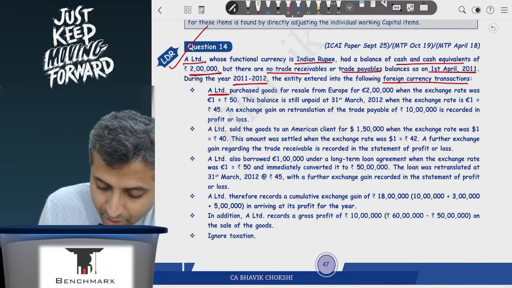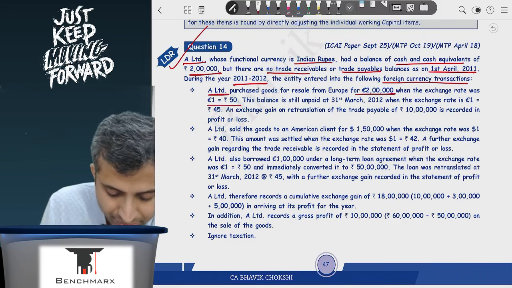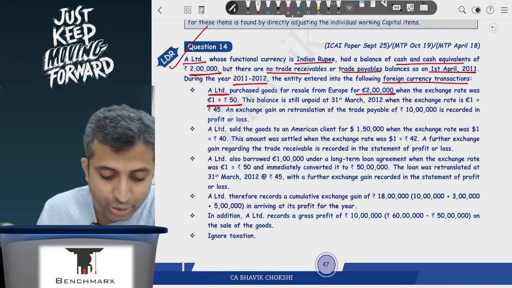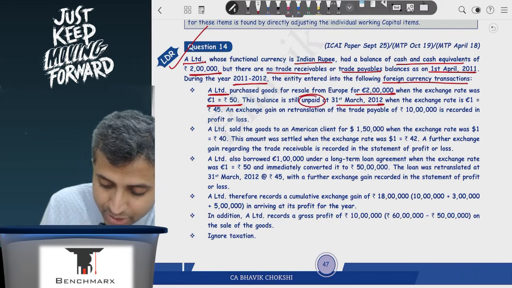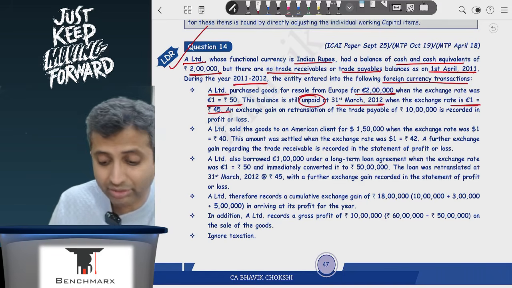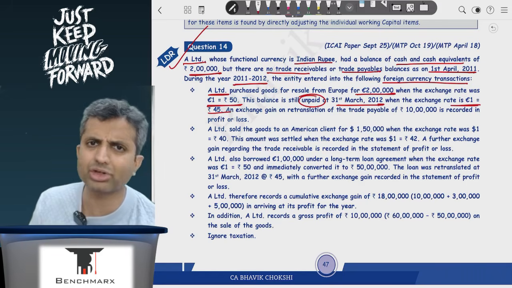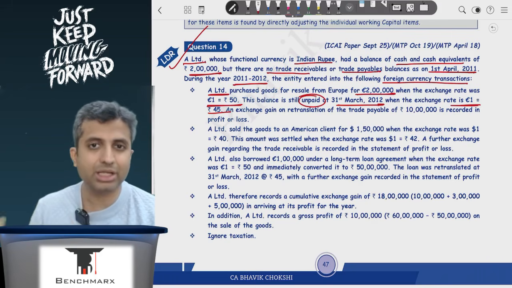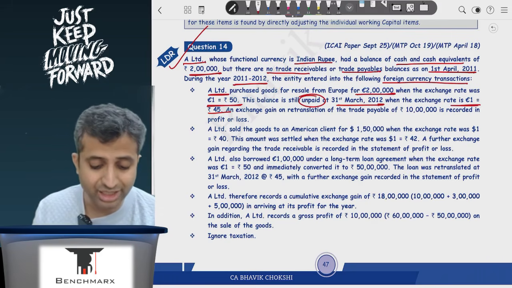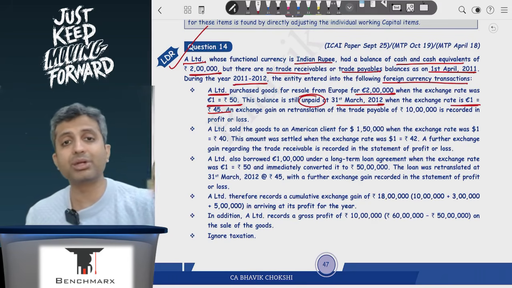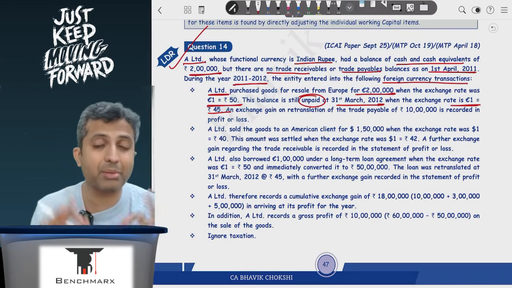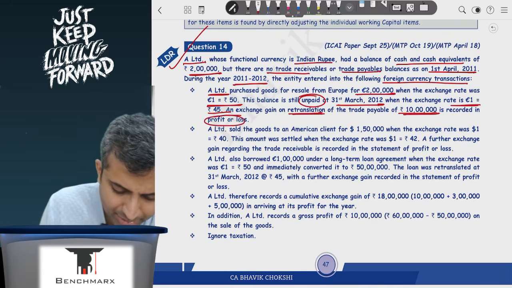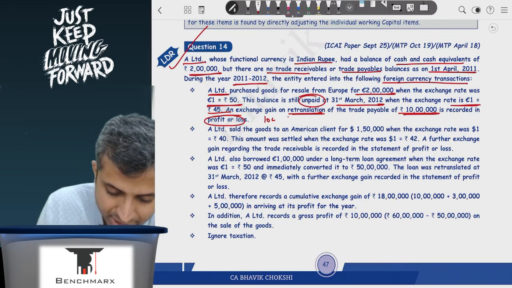A purchased goods for resale from Europe at 2 lakh euros when the exchange rate was 50. So 2 lakh euros into 50 will come to around 1 crore rupees. Your entry: purchases account debit, let us say, to creditors. The balance is still unpaid on 31st March 12 when the exchange rate is 45. Now these creditors are monetary items and hence they will be remeasured at the closing rate. So 2 lakh euros into 50 minus 45, that is equal to 5 rupees. So that is around 2 lakh into 5, that is equal to 10 lakh of an exchange gain. Entry will be creditors account debit to forex gain and this will go to the P&L. Remember, this gain is unrealized. An exchange gain on retranslation of the trade payables of 10 lakhs is recorded in the P&L. Perfect. So there will be a 10 lakh gain in the P&L account, unrealized.